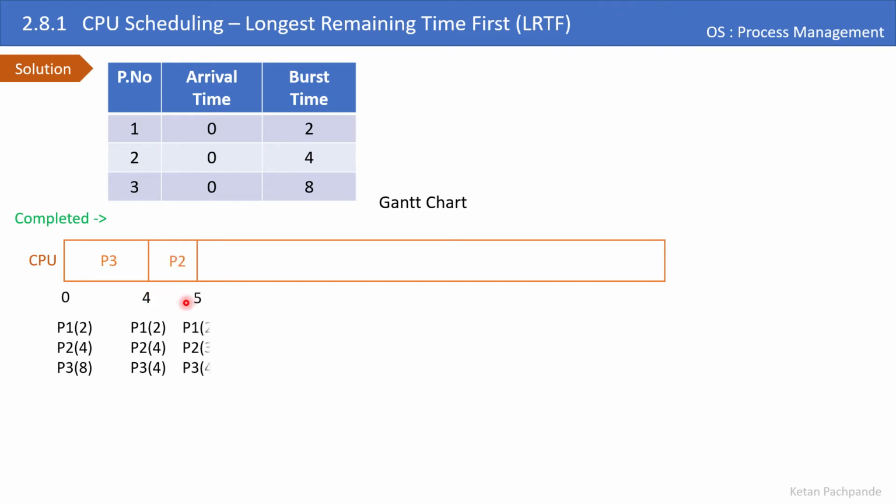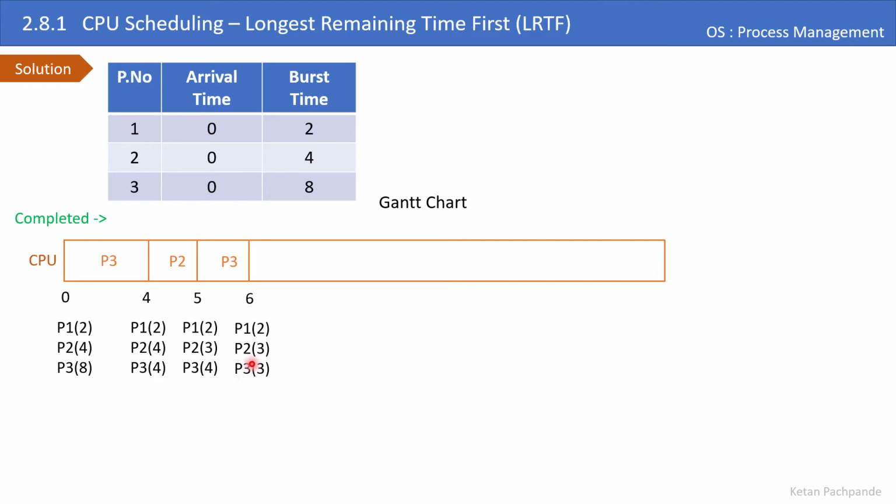At time t is equal to 5, its burst time will reduce by 1. So the remaining time at this moment is 3. P2's remaining time is 3, and P3's remaining time is as it is, that is 4 now. Now out of these three processes, the remaining time of P3 is higher. That's how the process P3 is going to get the chance again.